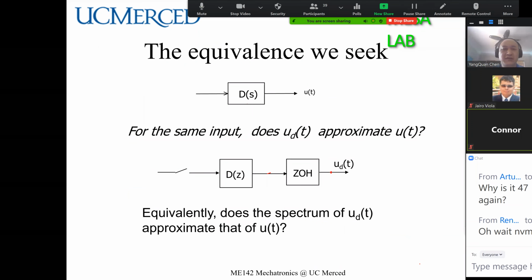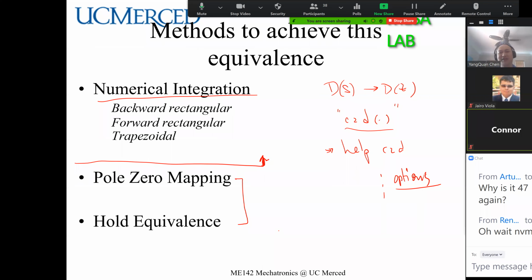So the first equivalence is simply that you have the same input, and this is a digital one. If these two are equivalent, that is fine, right? So can we say the digital version and the original continuous version are equivalent? What do we mean? So here is a very quick review. You probably already learned that.